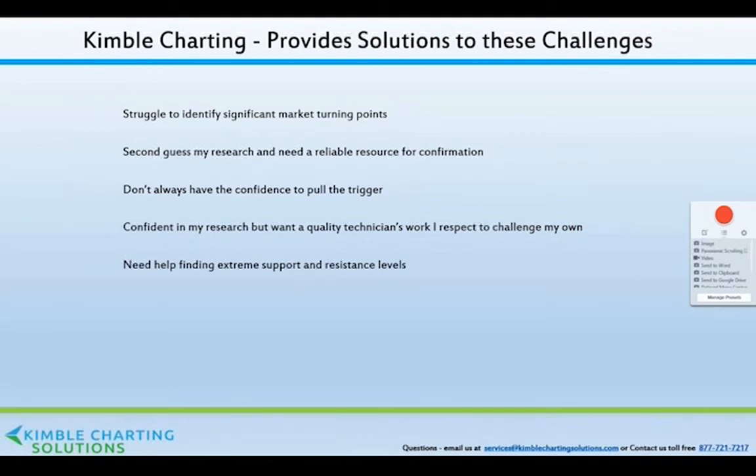People need help finding extreme support and resistance levels. There are different ways to do that. Chris looks at bigger picture patterns, typically weekly, even monthly, but finding those patterns and knowing where support is to take a position, or resistance where you might take some profits and move up stops. Again, things that people are challenged with, we provide these solutions for.